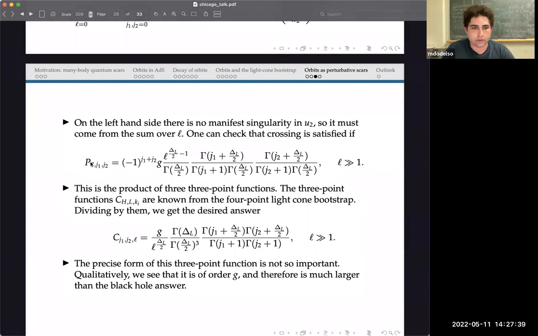And so this was the product of the three-point functions. And finally, we get the desired expectation value of O light in the double twist states. So that's the thing that we're interested in for ETH. The details are not that important, but qualitatively, the important point is that it's of order G, and it's not suppressed by 1 over lambda or 1 over C_T. And so therefore, it's much larger than the black hole answer. So that implies that the ETH does not hold in this family of approximate energy eigenstates.